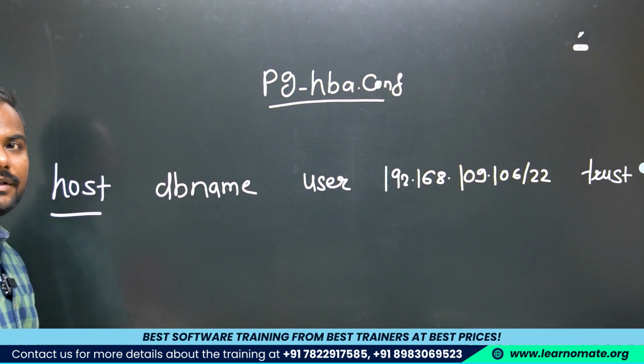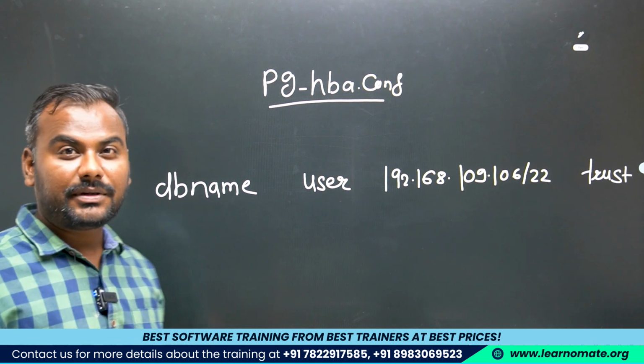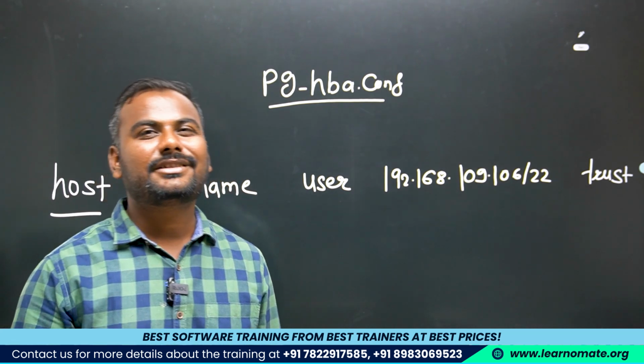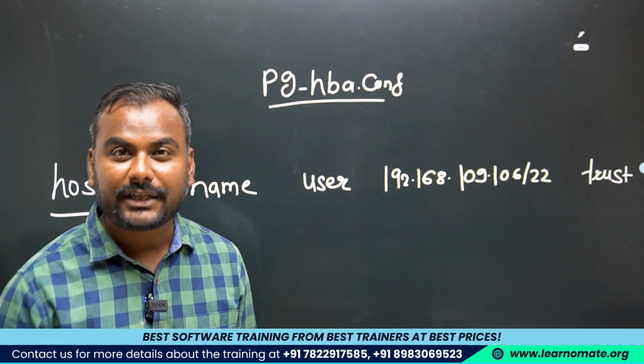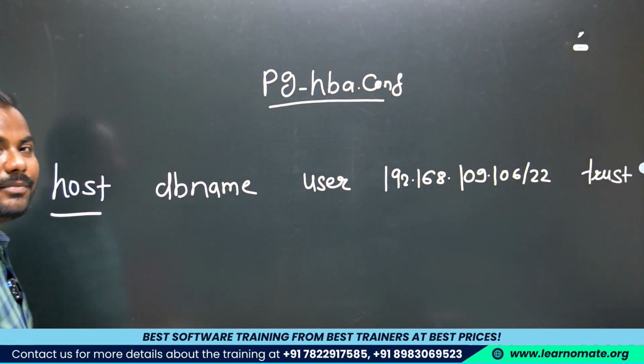The first entry is all about the host entry. It specifies where your connections are coming from, whether from any local host, where the network is not involved, or from any particular host. You can mention those details here.